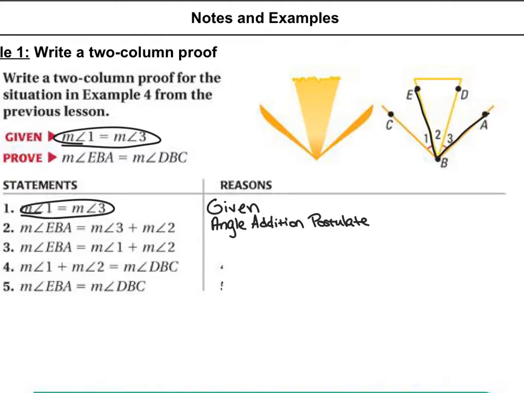Now what they're saying is that the same thing, measure of EBA is equal to the measure of angle 1 plus the measure of angle 2. Now what's going to allow us to do that? Well, in our first statement we stated that angle 1 was equal to angle 3. So here we substituted angle 1 in for angle 3. And I emphasize the word substitute because it's known as the substitution property.